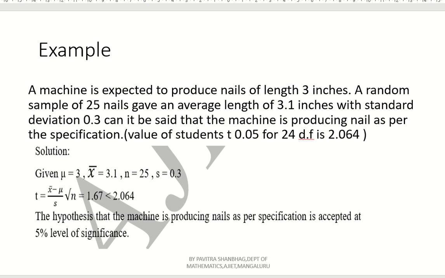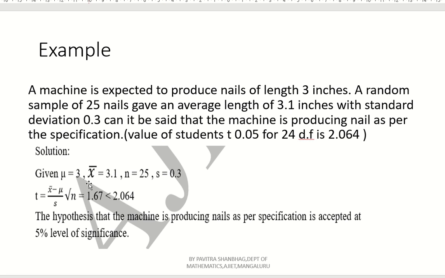Okay. Now first problem: a machine is expected to produce nails of length 3 inches. A random sample of 25 nails gave an average length of 3.1 inches with standard deviation 0.3. Can it be said that the machine is producing nails as per the specification? The value of student T distribution at 0.05 for 24 degrees of freedom is 2.064. Here n equal to how much? 25. So what is its degree of freedom? 1 less, that is 24 is the degree of freedom, right?